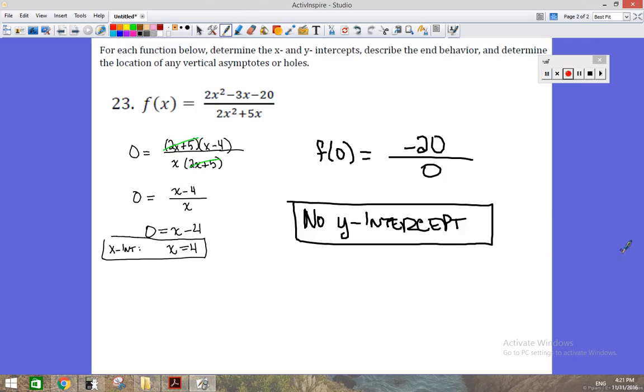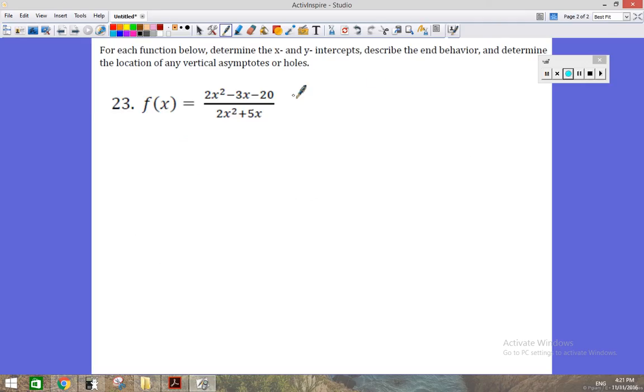Alright, so now it's asking us to continue to analyze this function to determine the end behavior. So let me erase this. To determine the end behavior, I'm going to compare the degree of the numerator against the degree of the denominator. Whenever you compare two values, you only have one of three possible results. Here, if the degrees are equal to each other, the end behavior is a horizontal asymptote.